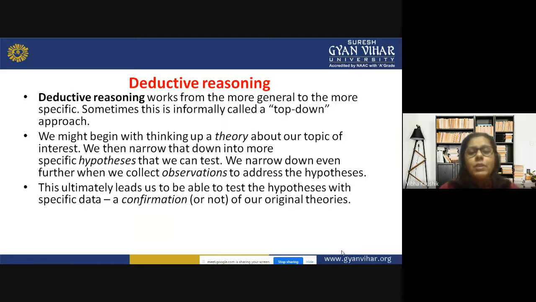We might begin with thinking up a theory about a topic of interest. We then narrow that down into more specific hypotheses that we can test. We narrow down even further when we collect observations to address the hypothesis. This ultimately leads us to be able to test the hypothesis, means we can test whether the hypothesis has been accepted or rejected with specific data related to that particular situation, a confirmation or not of our original theories.